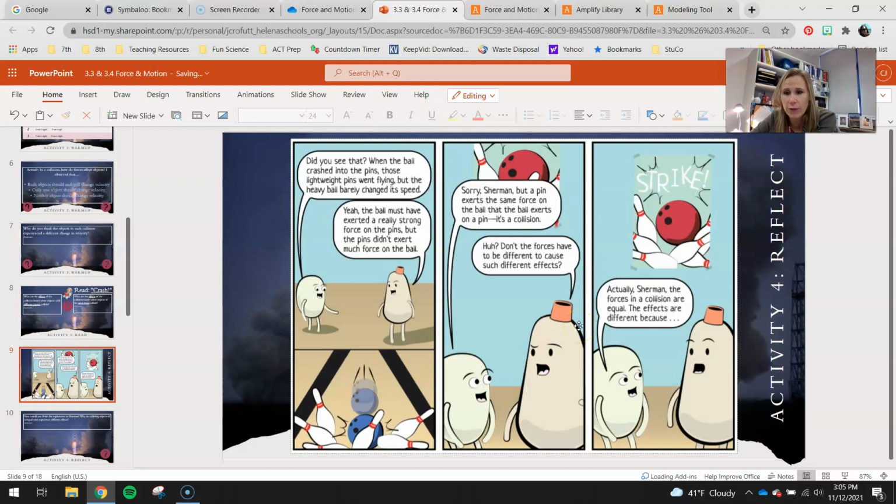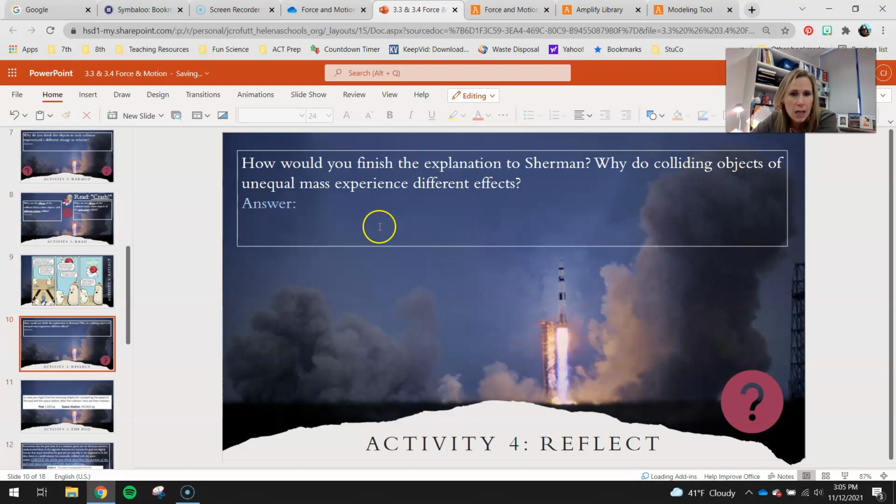The effects are different because, and of course you guys are going to finish that little guy's statement. How would you finish the explanation to Sherman? Why do colliding objects of unequal mass experience different effects?